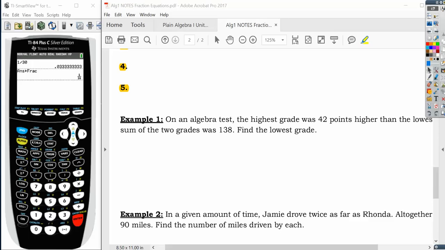So now I have to go through step 2, which is to define my variables. What am I talking about in this problem? I'm talking about the highest grade, and I'm talking about the lowest grade, right?